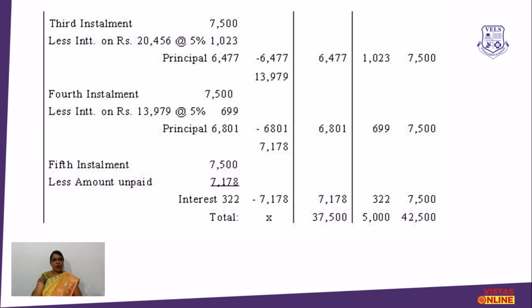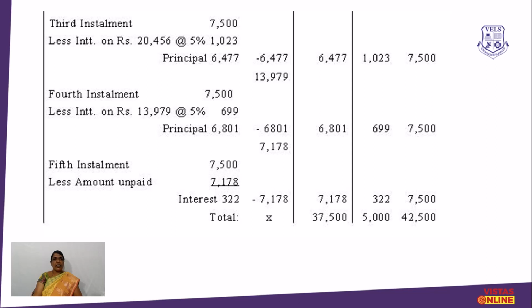699. The fourth installment amount 7,500 includes the interest. We will subtract that interest from this 7,500. You will get 6,801. This is the principal amount. Here also we will do the same procedure. We will write the principal amount 6,801 in the principal amount column. Then the interest 699 you will write in the interest column. Then in the total column we will write the total installment amount 7,500 for the fourth installment.